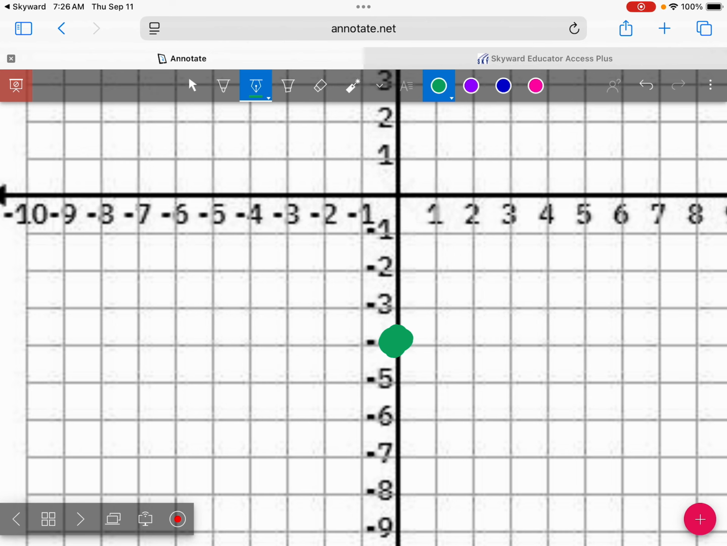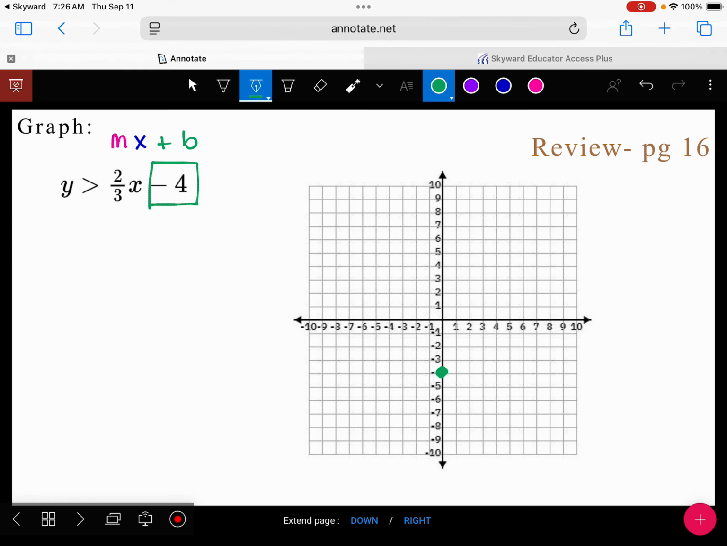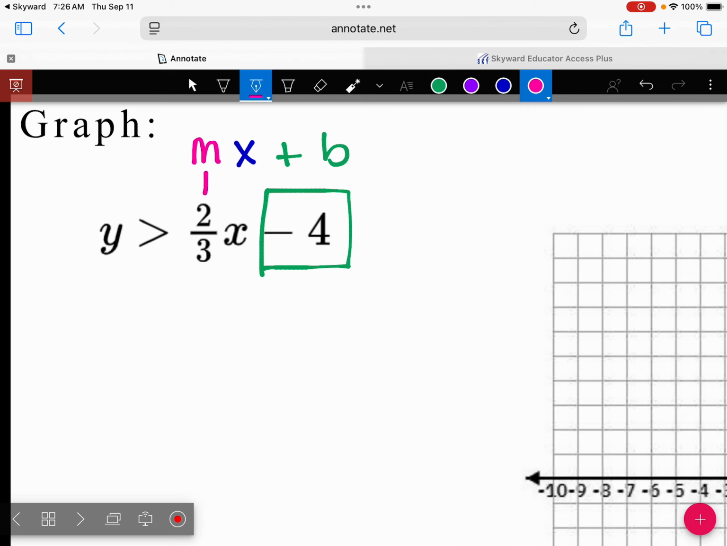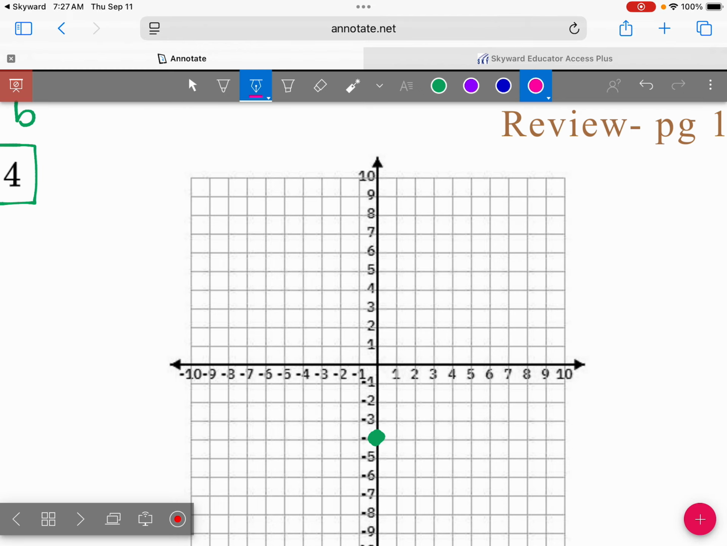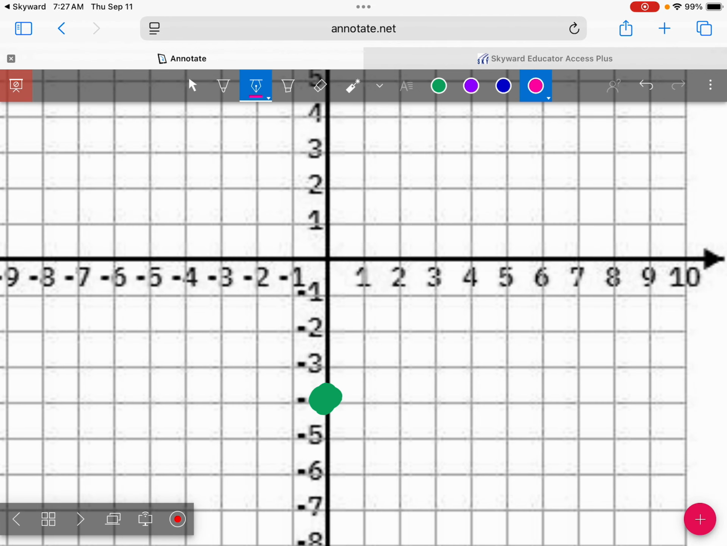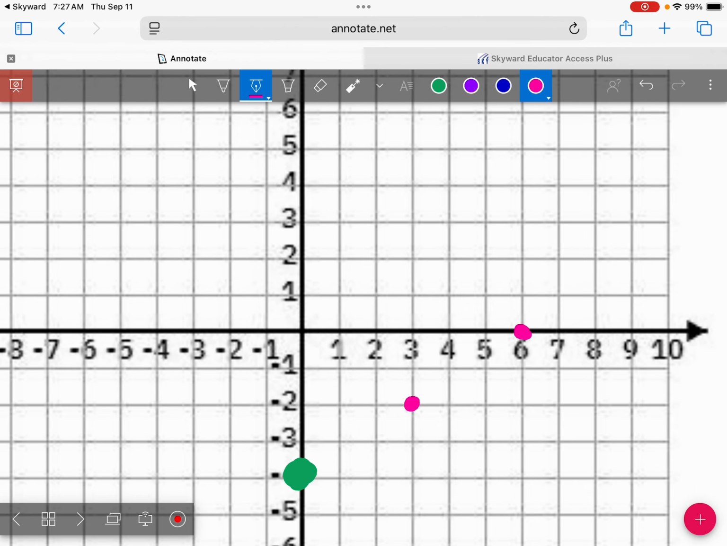You go down 3 and, close, up 2 over 3. Up 2 over 3. This is our rise over run. Up and to the right is kind of our default state. If we don't have any negatives, that's the way we go. So we're going to go up 2, right 3. The more points we have, the easier it is to connect them up.